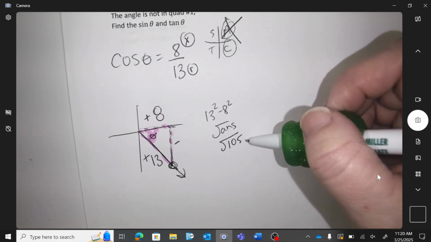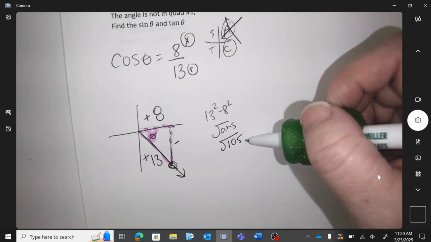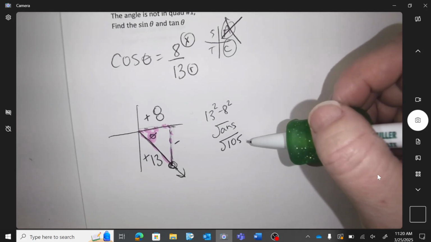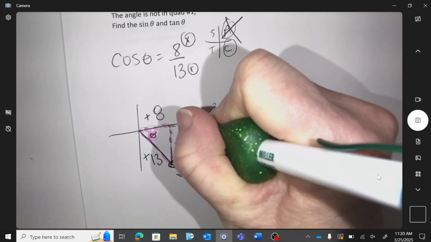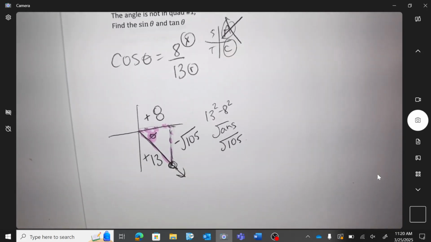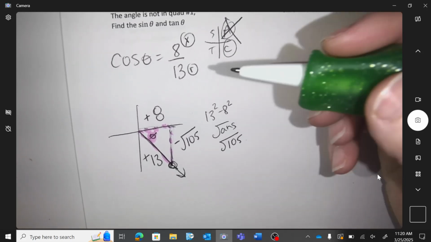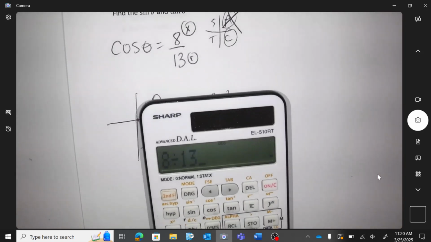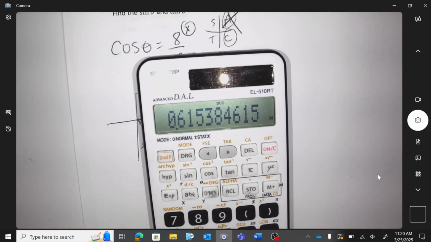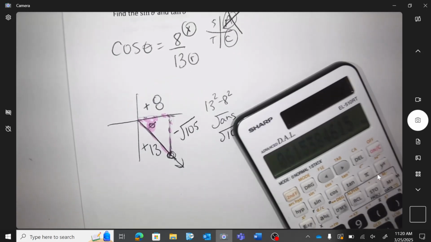Okay, what do I know about the square root of 105? It's not going to be perfect, right? So if it's not perfect, I leave it because I'm not allowed to answer things in decimals. Everything has to be exact. So 8 over 13, please don't use 8 over 13 like a decimal. That's rounded. Use exact stuff, exact fractions, exact roots.